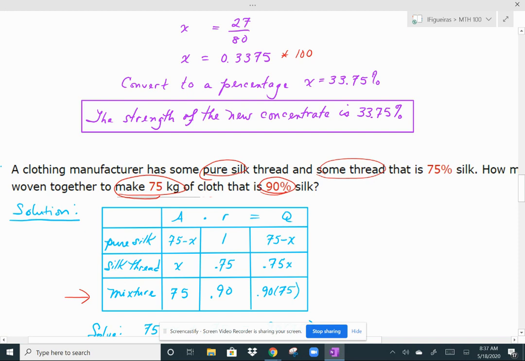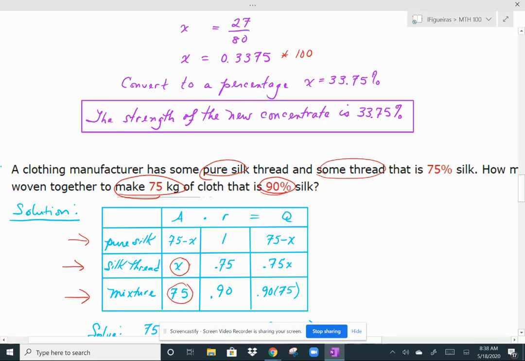Since you don't know the amounts of the ingredients, but you do know how much you want of this new silk thread, you want to make 75 kilograms that is 90% silk. So if you populate that last row right away, that will allow you to express your amounts in terms of 75. You don't know the amounts of pure silk or the silk thread, so you need to assign a variable to either one of the two. It doesn't matter which one. I let x equal the silk thread, the one that isn't pure. So therefore, the pure silk must be the total minus this amount. So the pure silk has an amount of 75 minus x.